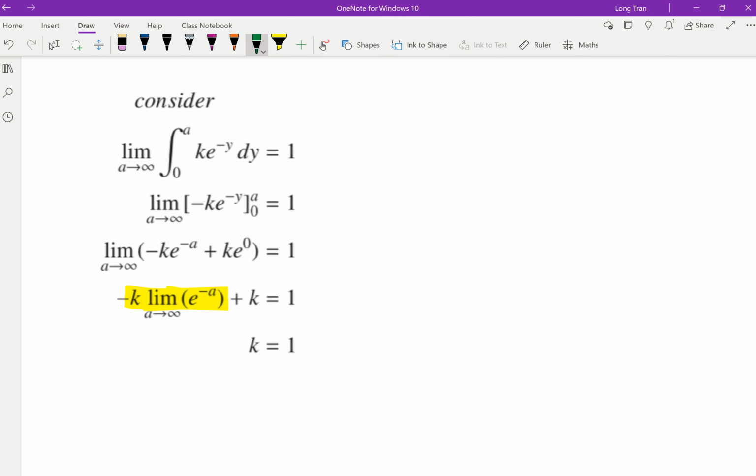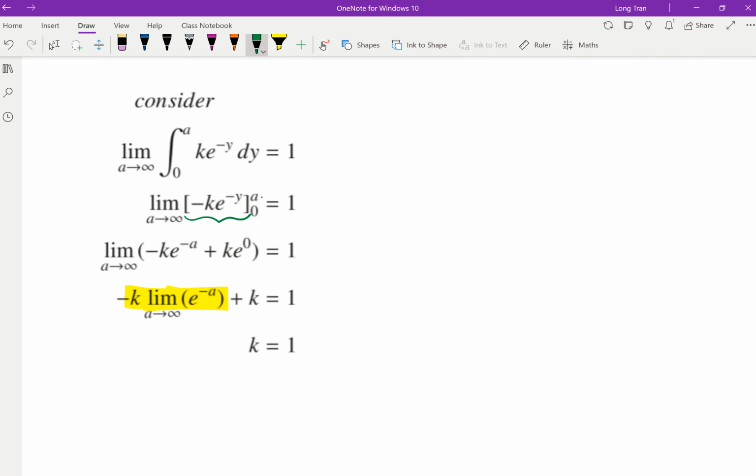Okay, so if we ignore the limit of a approaching infinity for now, and we just focus on anti-diffing this with respect to y. So what they did was they anti-diffed the function e to the power of negative y, which we know is k over the negative value there, so hence why they had negative k e to the negative y. And when you integrate, remember, because this is a definite integral, it's between 0 and a, so they got 0 and a over here.